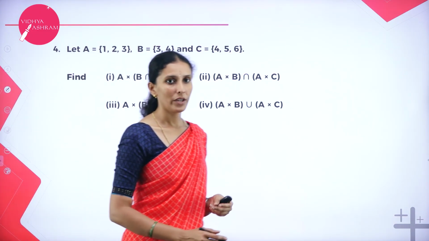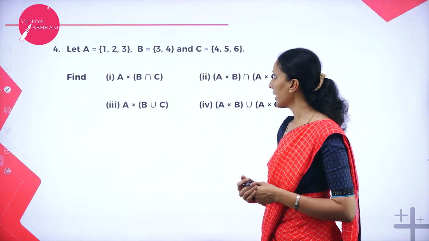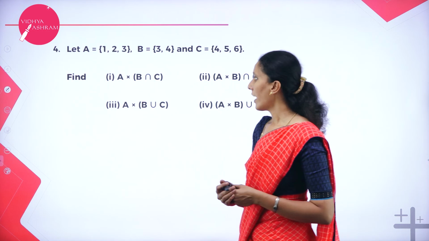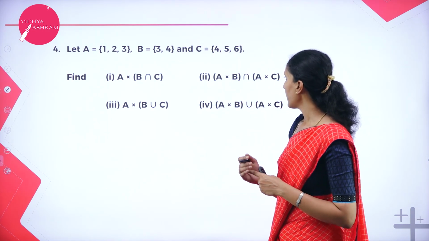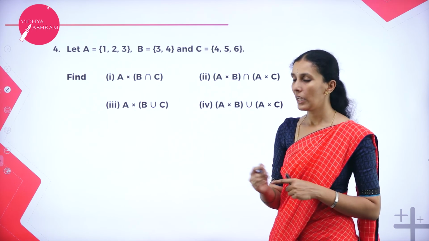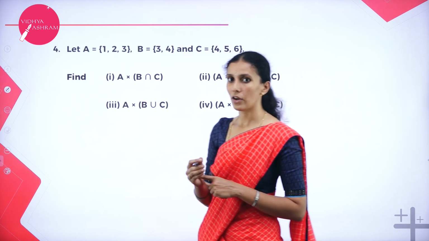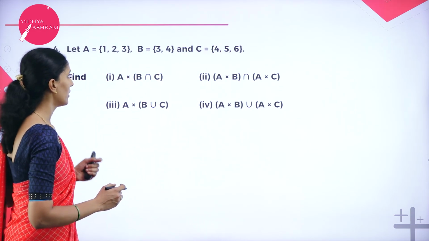Next, here we have a question. Let A = {1, 2, 3}, B = {3, 4} and C = {4, 5, 6}. Find A cross (B intersection C), (A cross B) intersection (A cross C), A cross (B union C), and (A cross B) union (A cross C). So what will I do here? Let me take the first one.